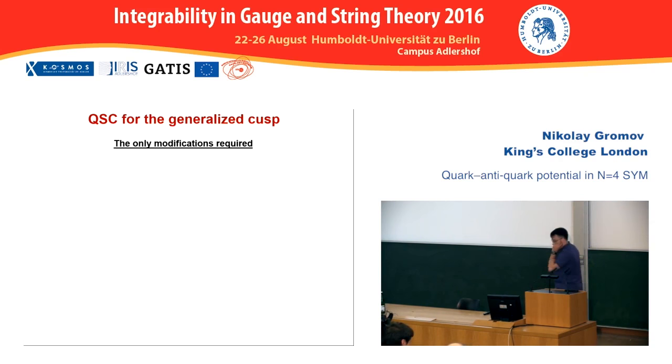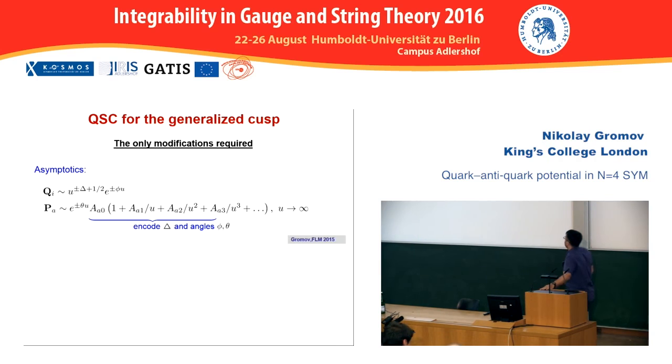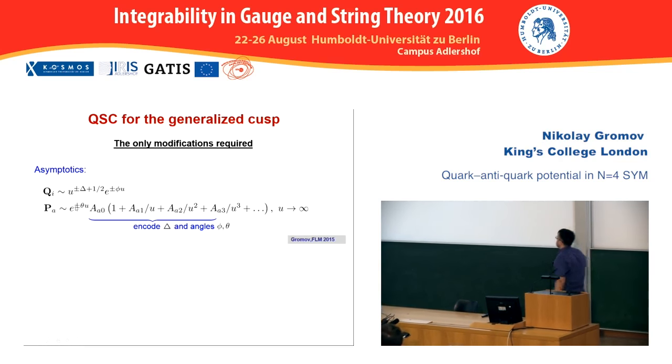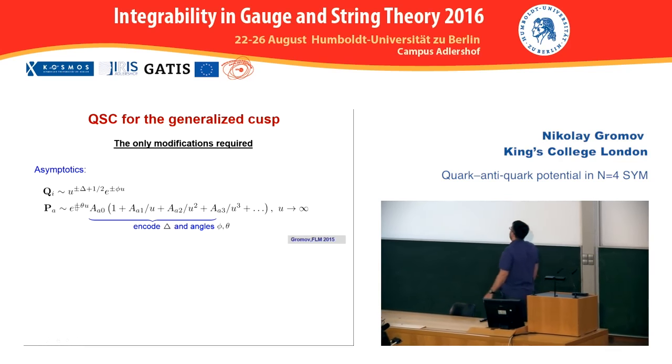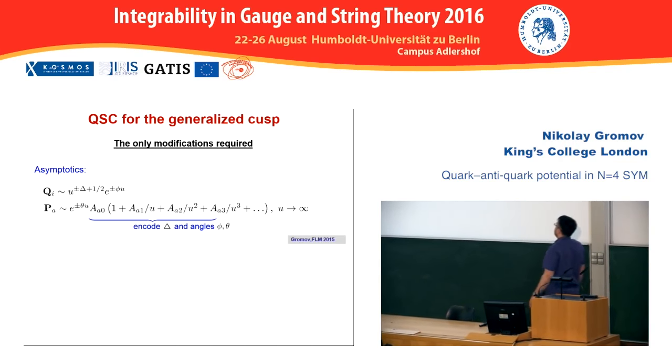Okay, so let me just list the modifications required. These modifications should include these three parameters into the game. Phi and theta are very easy to implement. We just add this twist to q's and twist to p's. So now these angles phi and theta are very simply the exponents of this p and q.